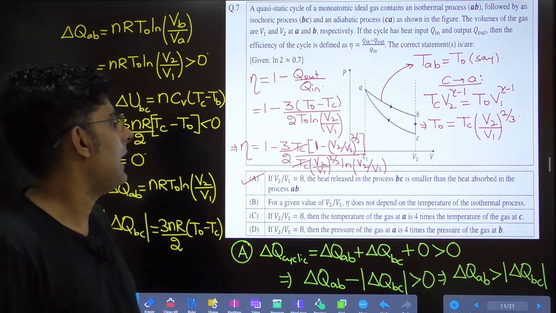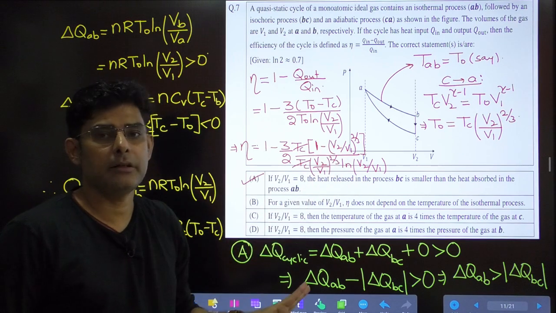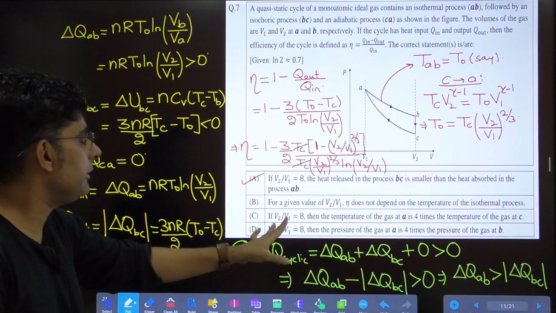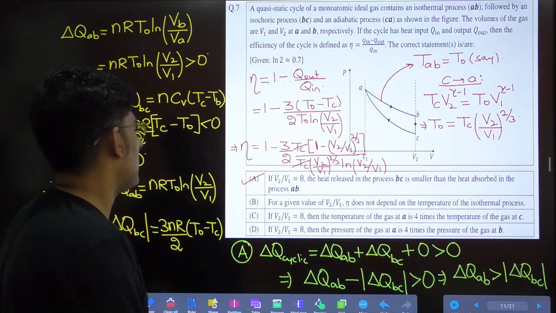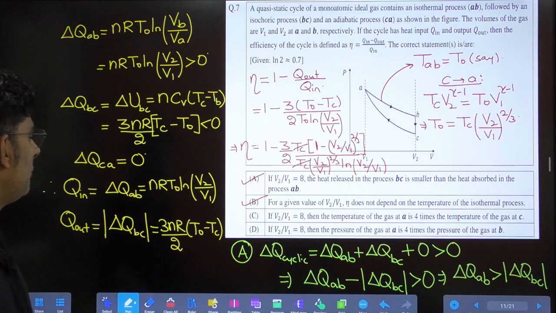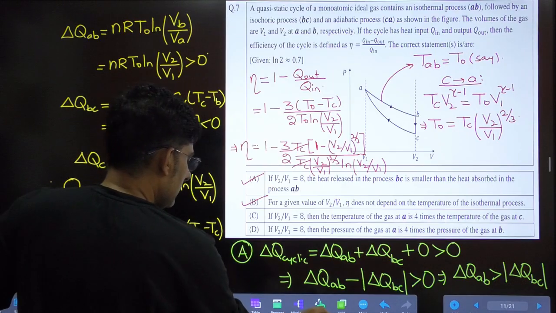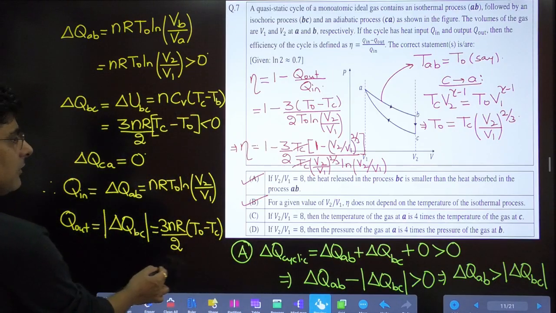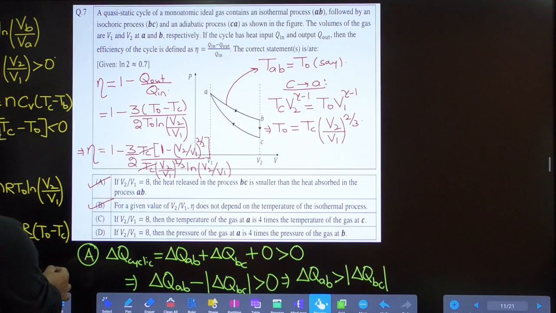So T naught has been completely removed. It is depending only on V2 by V1. So for a given value of V2 by V1, efficiency does not depend on the temperature of the isothermal process. This statement is also correct. So both the statements we got here correct. Now let's see the other two remaining statements. What can we say about them, whether they are correct or not.